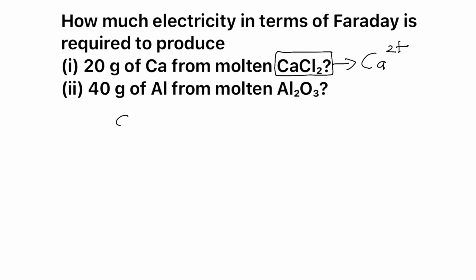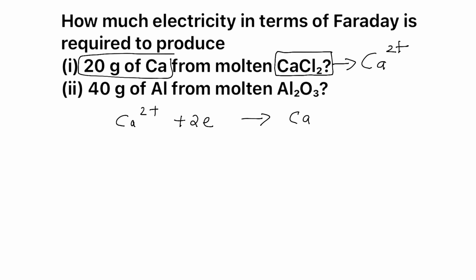Now from Ca2+, what is forming? Ca is forming, correct? So the 2+ charge becomes 0. So how many electrons are involved? Of course 2 electrons, right? That you must know. Now what is the meaning of this chemical equation in terms of mole?